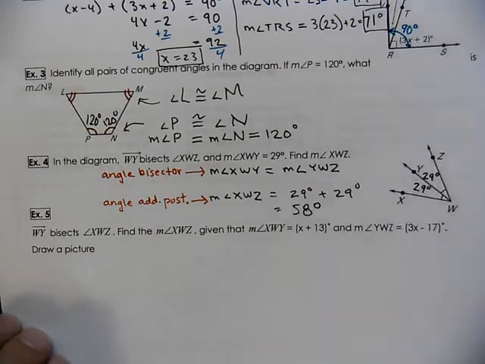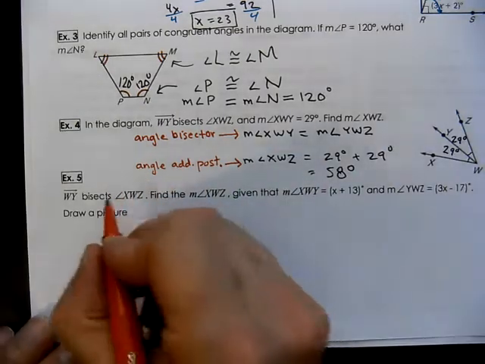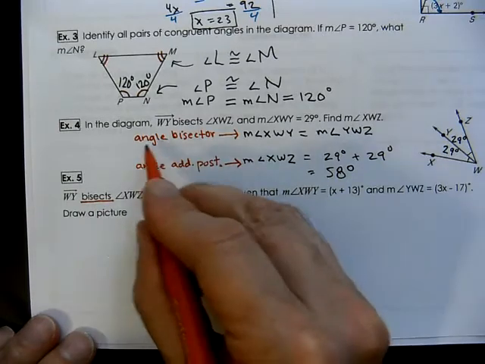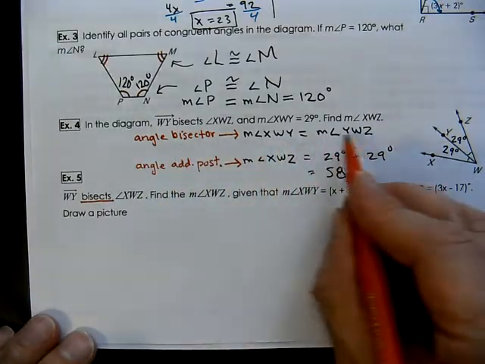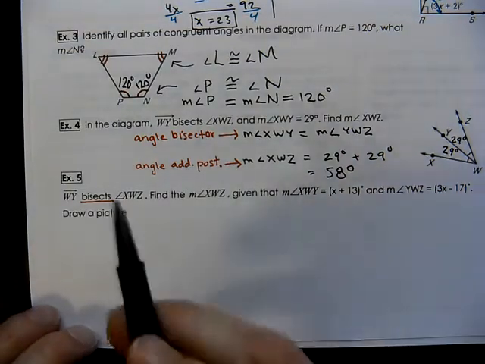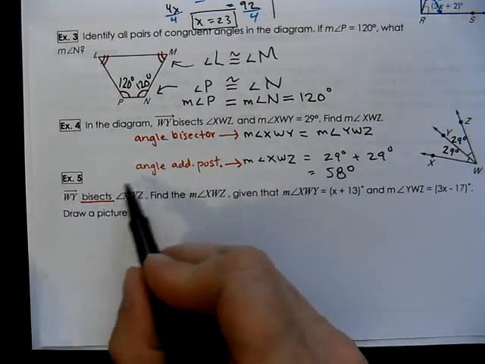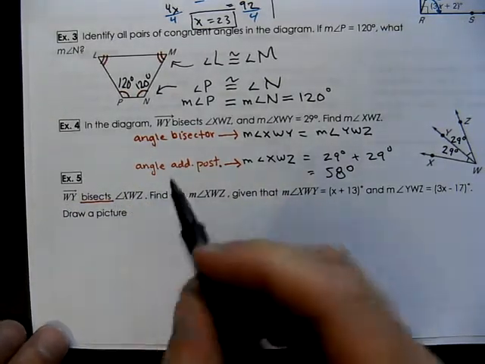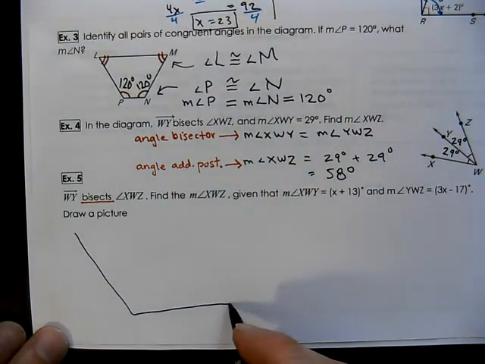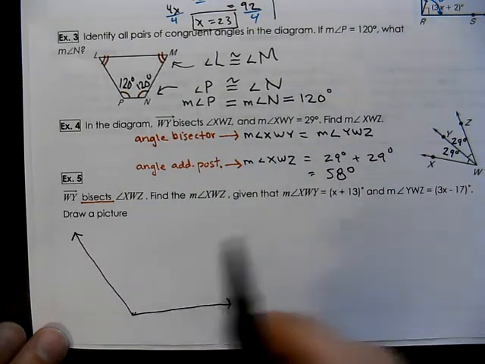So in example 5, it says ray WY bisects. There's the key word right there. That means I have an angle bisector. That means I'm going to be working with something like this, where the two angles are the same size. I'm going to draw a picture because here's the big angle, and there's the angle bisector. So let's draw the big angle of angle XWZ. I don't really know whether it's acute or obtuse. We're just using a diagram to get our information onto the page.